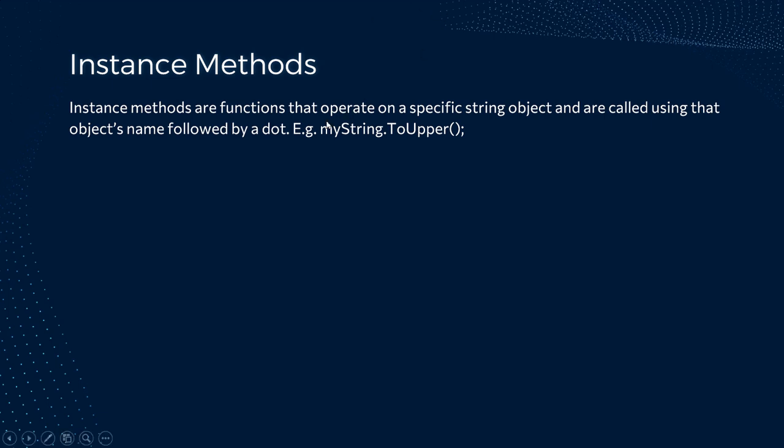As we know, instance methods are functions that operate on a specific string object and are called using that object's name followed by a dot. For example, myString.ToUpper. Here myString is the object of a string and .ToUpper is the instance method.